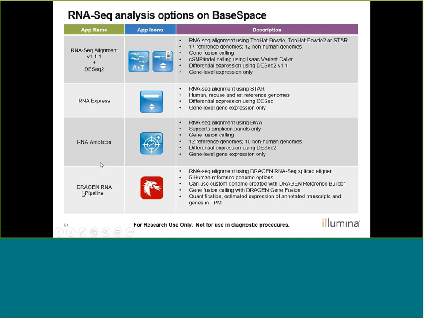Also, we do have our DRAGEN RNA pipeline. With this pipeline, you're going to use the RNA-Seq alignment using the DRAGEN RNA-Seq Splice Aligner, so it's a very specific aligner. You have your option of using 5 human reference genomes. There is also the option to build your own custom genome, but you're going to have to use the DRAGEN Reference Builder, very similar to the custom reference builder that we showed before. It is going to perform gene fusion calling if you select it. And it's also going to perform quantification, and again, this quantification is going to be in TPM, not FPKM.